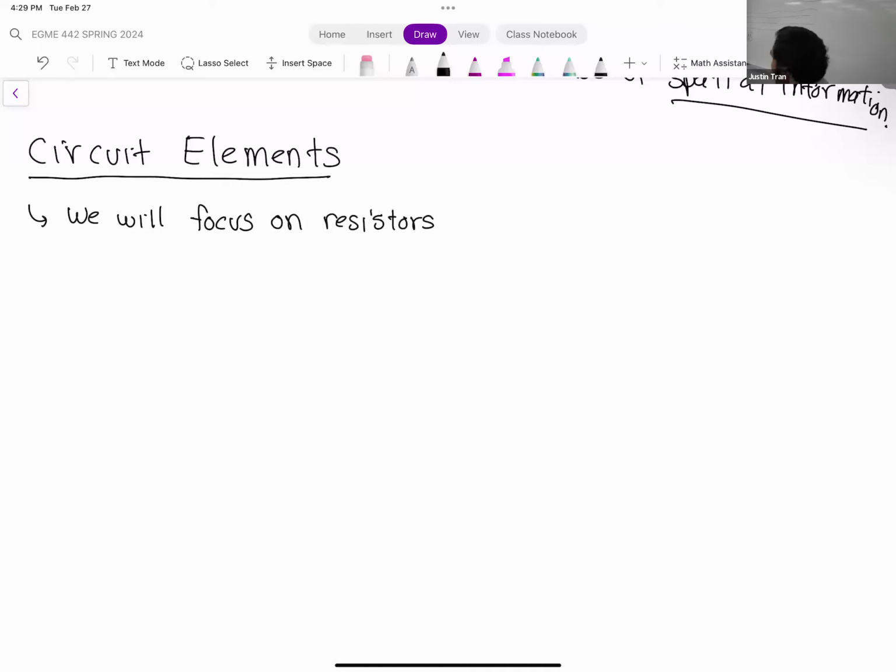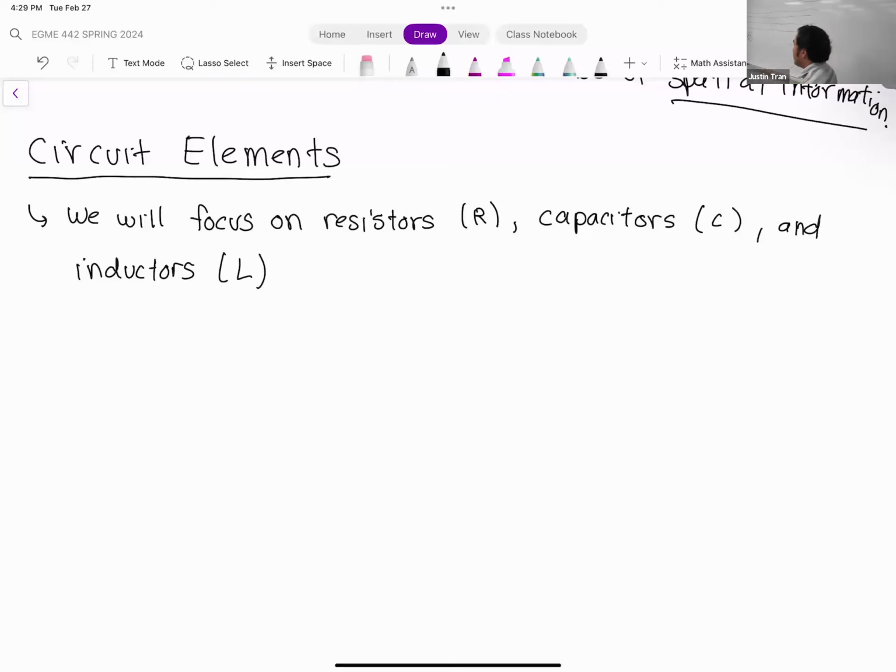And so the basic circuit elements are resistors, R, capacitors, C, and inductors. I never understood this, but inductors are represented by the letter L. There's no L in inductor at all. I've never understood why we use L for that.